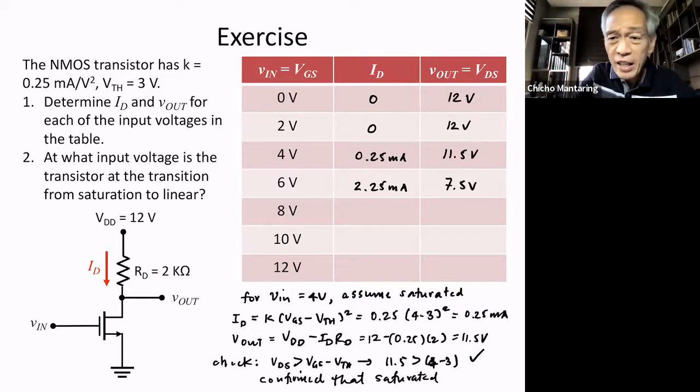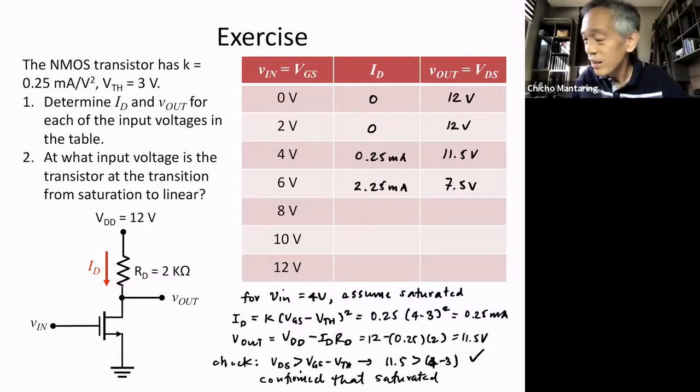Si Daniel. Daniel, did you check whether it was really saturated? Daniel, chinek mo ba na talagang saturated? But it's very easy to check, ano? You just compare VDS to VGS minus VTH. What is VDS? VDS is 7.5. VGS minus VTH is 6 minus 3, so that's 3. So 7.5 is greater than 6 minus 3. So tama, it's really saturated.